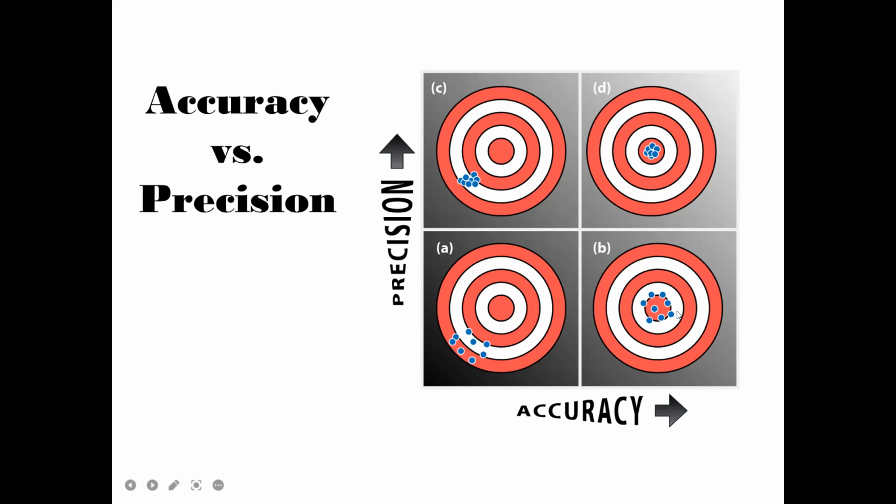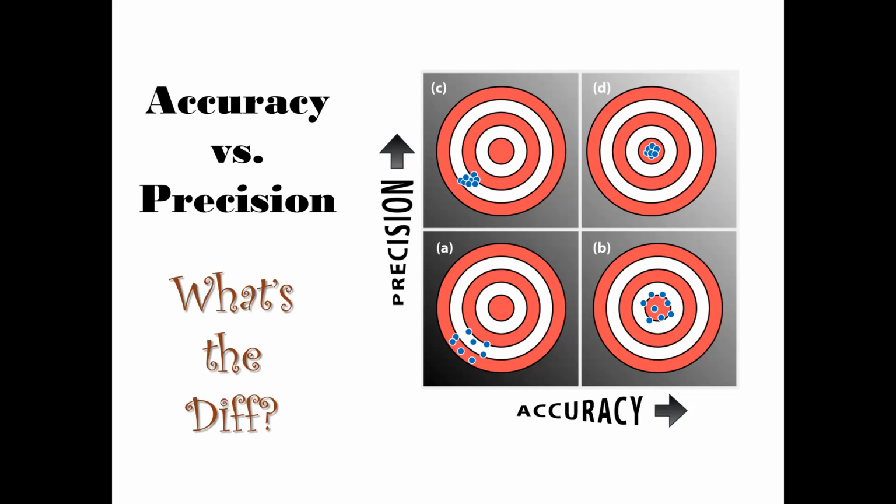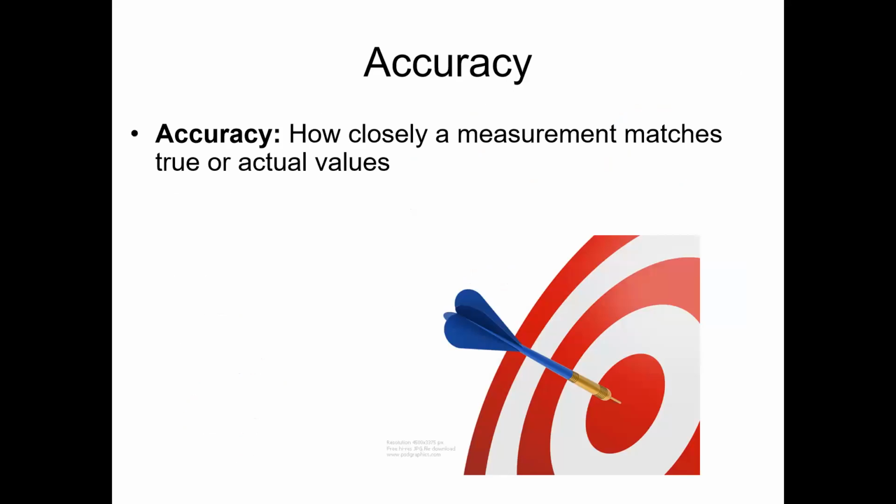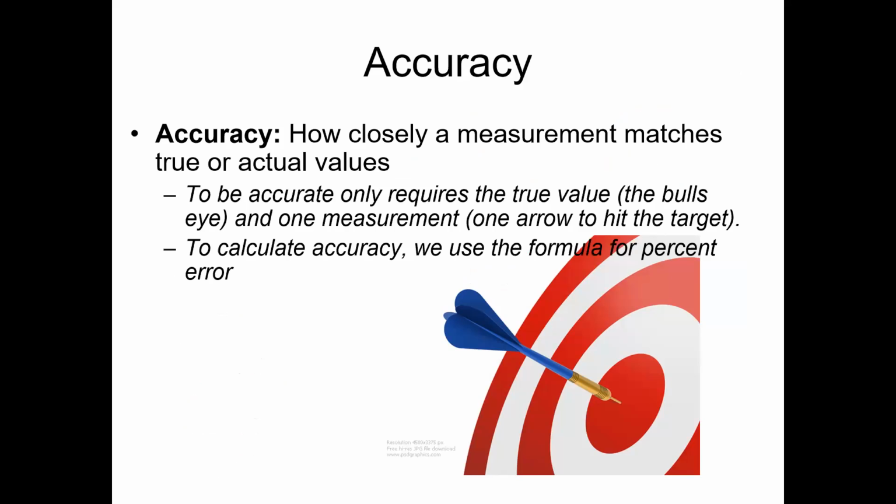Okay. We're looking at the definitions. What is the difference? Well, accuracy is how closely a measurement matches the true or actual value. They're going to give you that normally. To be accurate, you only require 2 measurements: the true value, the one that they give you, and the one measurement that you took.